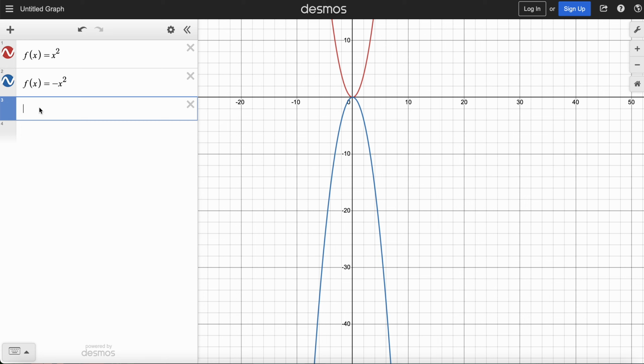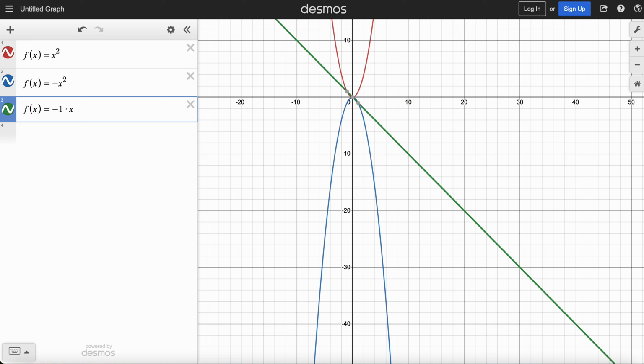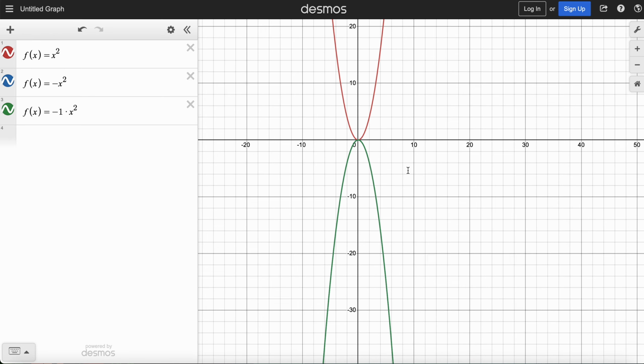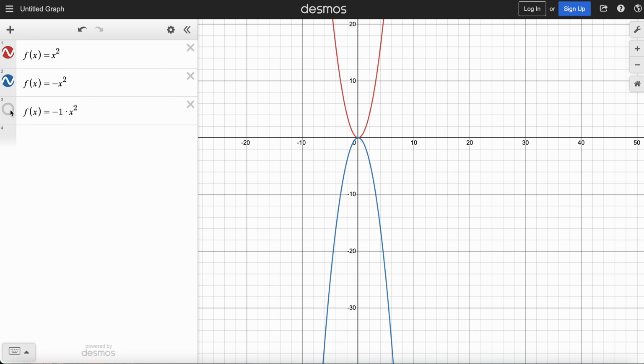And to show you that that is the same, we're going to do f of x equals -1 times x squared. And you can see it comes out with the same function right there. It switches from green to blue because it is the same. It'll yield the same results. Whatever you put in for x, the same results are going to come out for y.